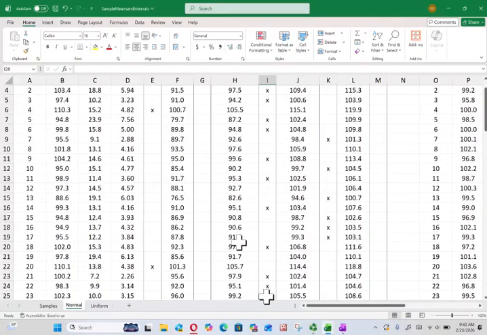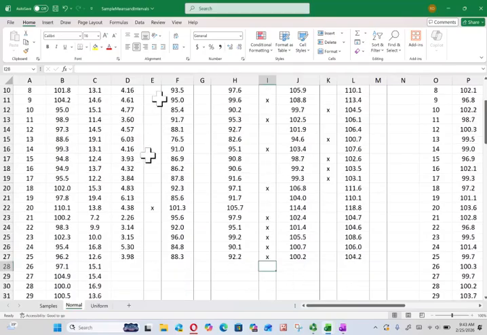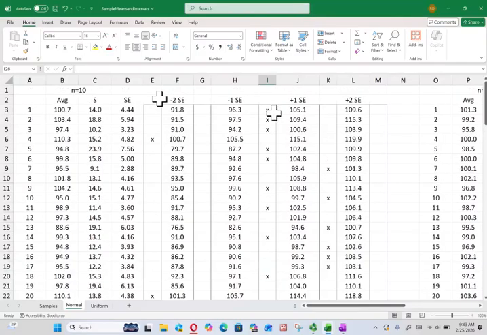All of these are possible results out of the samples of size 10. How many did I get in the middle between 1 standard error up and 1 standard error down? Count the number of X's I've got there. 1, 2, 3, 4, 5, 6. I missed one. That's 7.